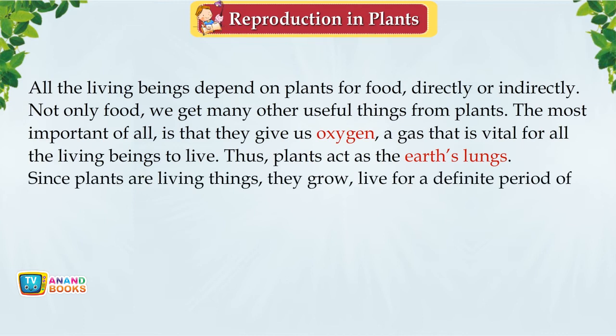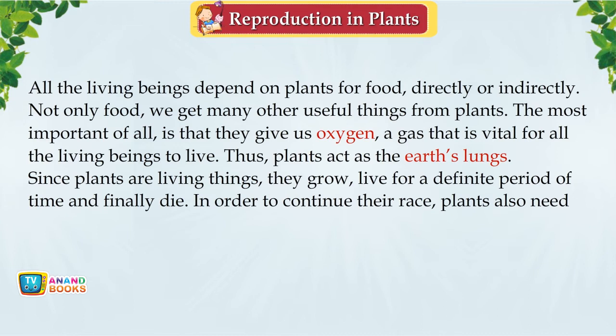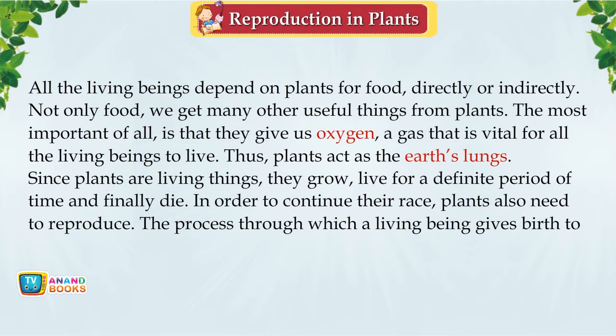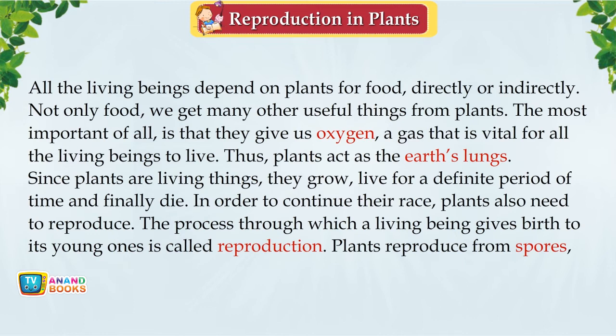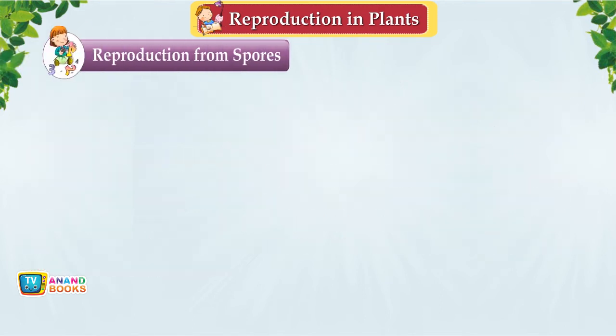Since plants are living things, they grow, live for a definite period of time, and finally die. In order to continue their race, plants also need to reproduce. The process through which a living being gives birth to its young ones is called reproduction. Plants reproduce from spores, seeds, or any other body parts.